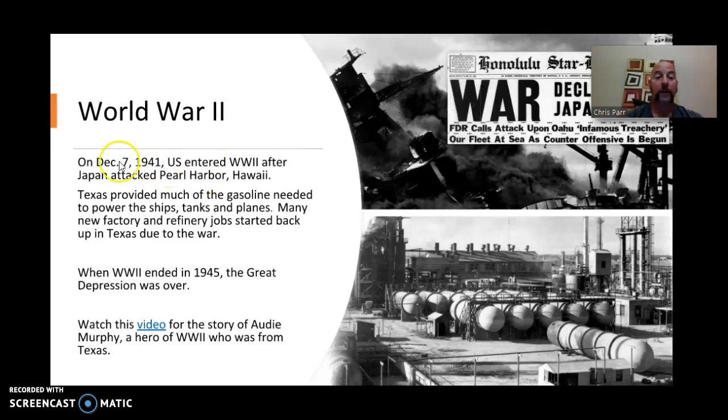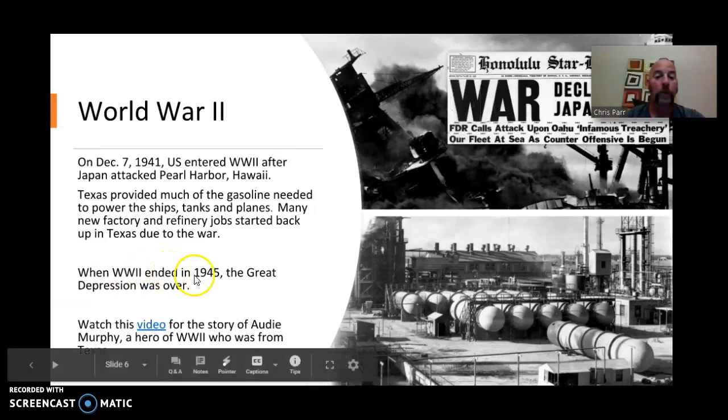Okay. Texas, again, gasoline that we could use to power the ships, the tanks, the planes. Factories and refineries got back up to work. People that didn't have jobs could join the army. And so all these people that didn't have jobs are now getting more jobs, are coming back. Refineries, soldiers, things like that, people are now able to get these jobs if they still are looking for jobs. Okay. The U.S. was on the side of the winning team again in World War II. World War II ended in 1945, and when that happens, the Great Depression was over.